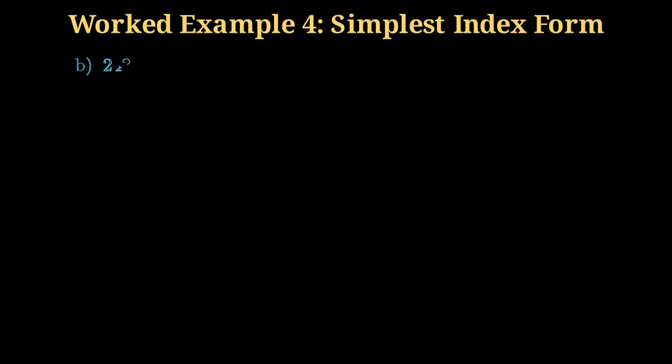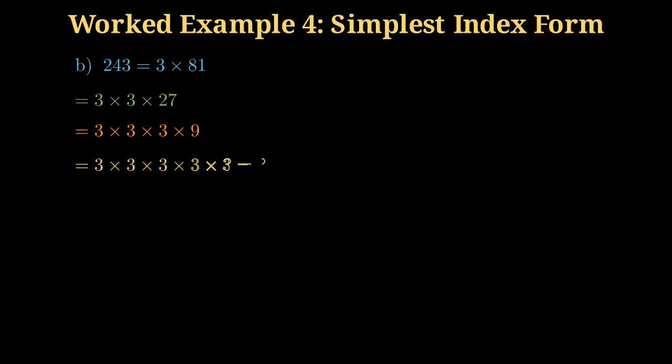B. 243. 2 doesn't divide it. So try the next prime, 3. 3 times 81. 81 is 3 times 27. 27 is 3 times 9. And 9 is 3 times 3. Count them, 5 3s. 243 is 3 to the power 5. Boxed, 3 to the power 5. Divide by the smallest prime that works, again and again. Then count your factors, that is all simplest index form ever asks.